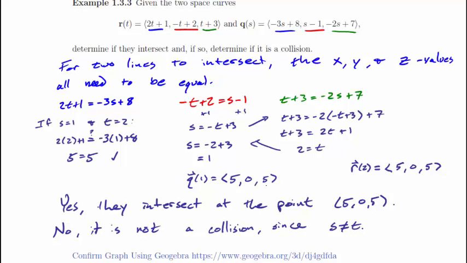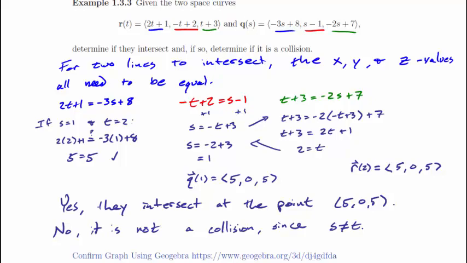But since they don't equal each other, we're saying, okay, when time is 1 second, then our q function crosses through 5, 0, 5. A second later, when t equals 2, then my r function crosses through 5, 0, 5. So they're not colliding. They're going through the same point in space, but at different moments in time.